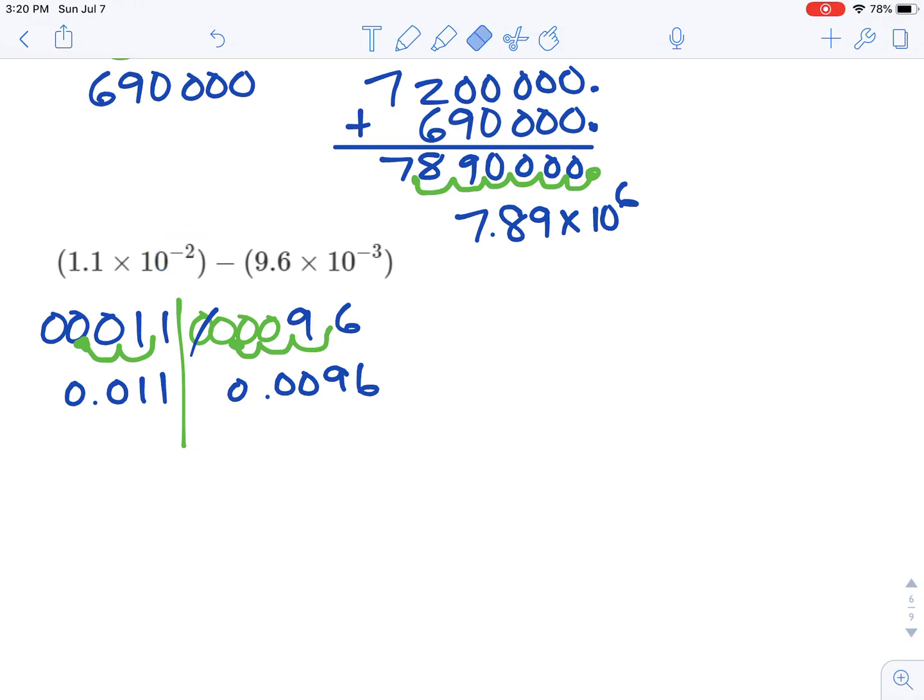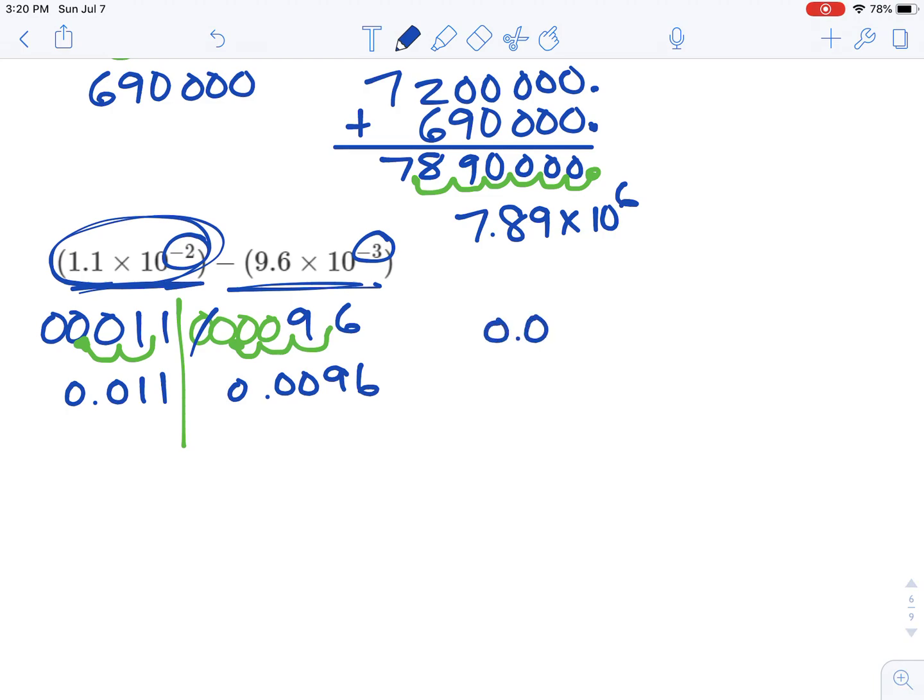Again, it'd be good to know which one's bigger. So the bigger exponent is bigger, the whole number is bigger. Even though it's a negative, negative 2 is bigger than negative 3. So this number is actually bigger than that one, which should make sense once we line these up. So let's line these up.